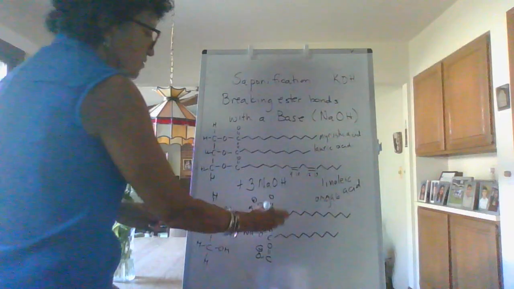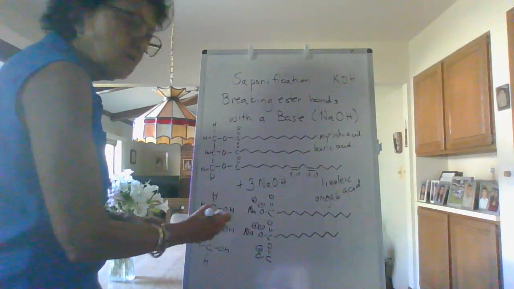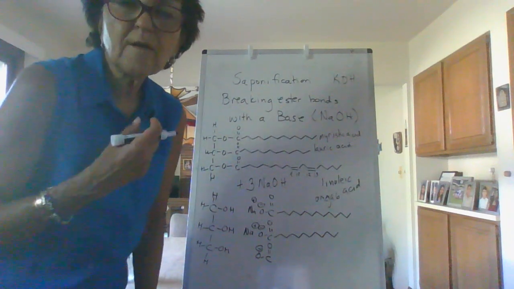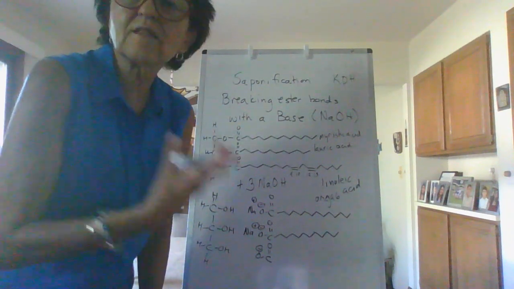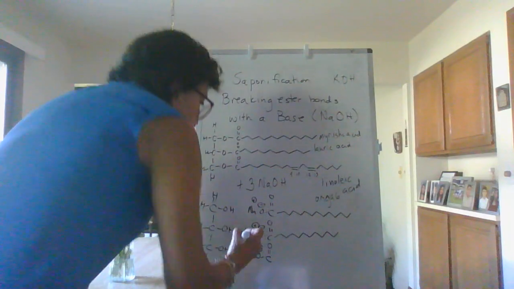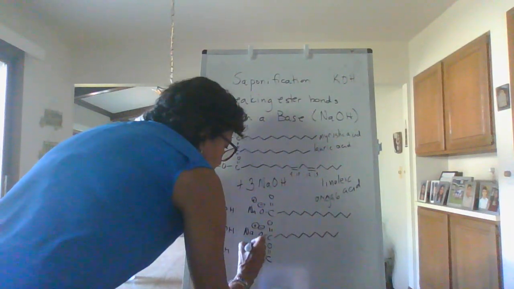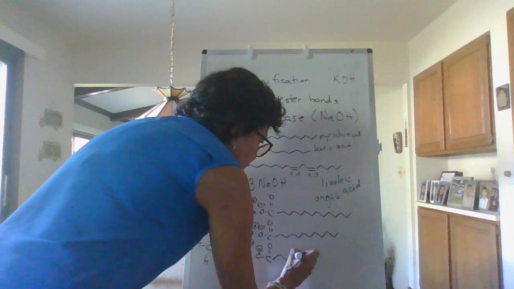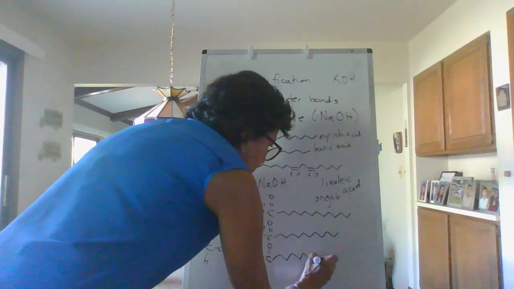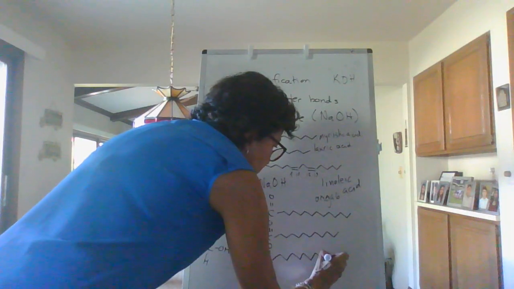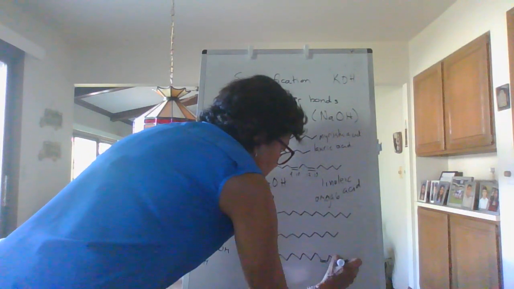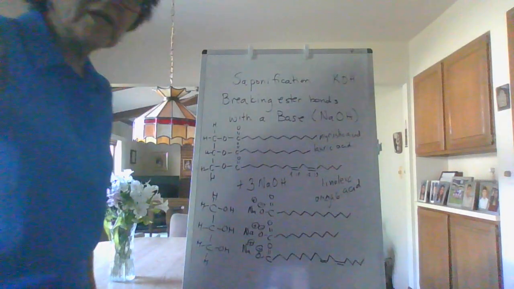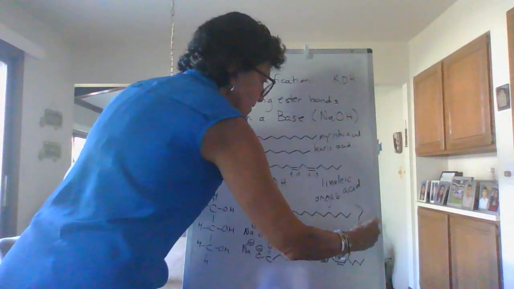You have a charge, so it's not a carboxylic acid anymore. It's called a carboxylate ion. Remember from intro chemistry, ions are things that have charges. Anything that has a charge is an ion. And then we have this sodium ion. And then this is carbons 1, 2, 3, 4, 5, 6, 7, 8, 9, 10, 11, 12, 13, 14, 15, 16, 17, 18. Okay, so we just created these three here.